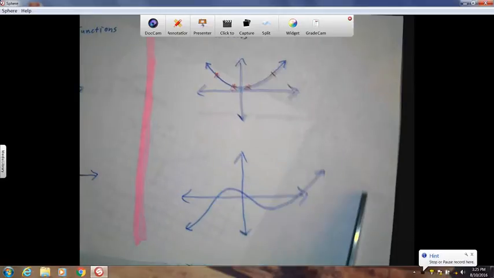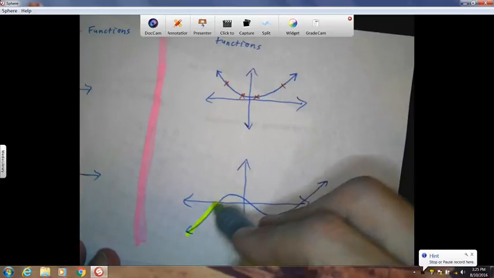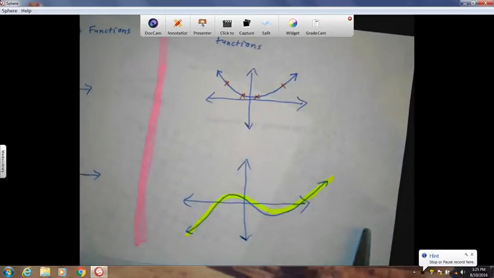And again, when you're doing this, it doesn't have anything to do with the X and Y axis. You're only looking at your function. You're only looking at the line.